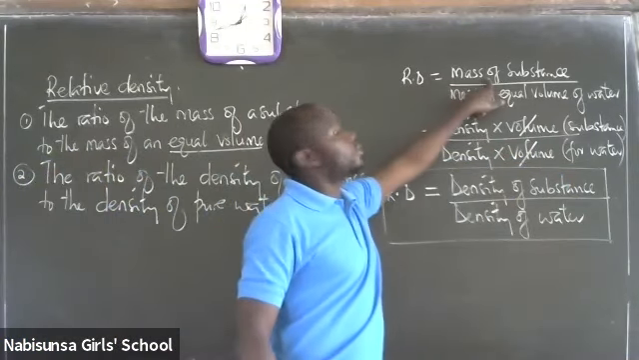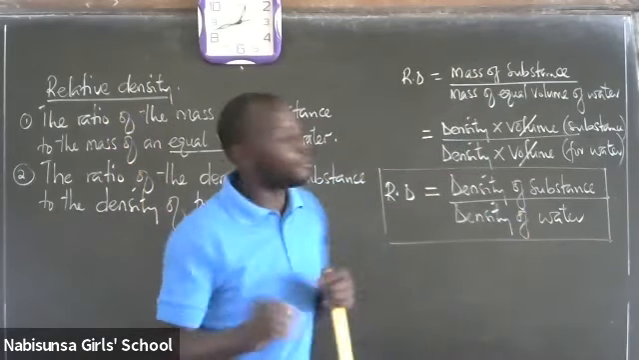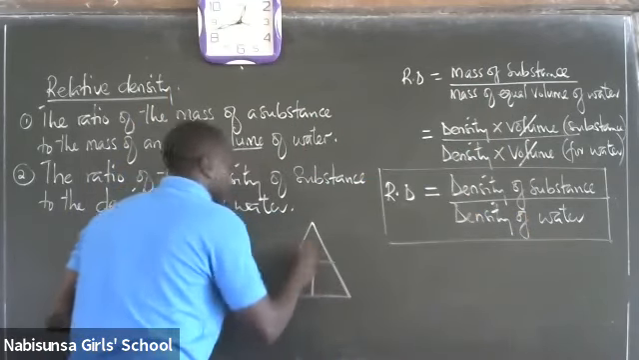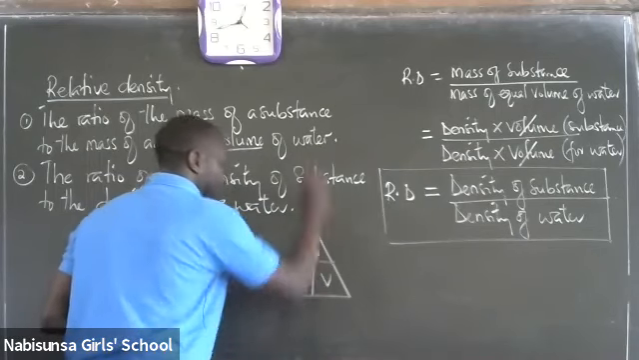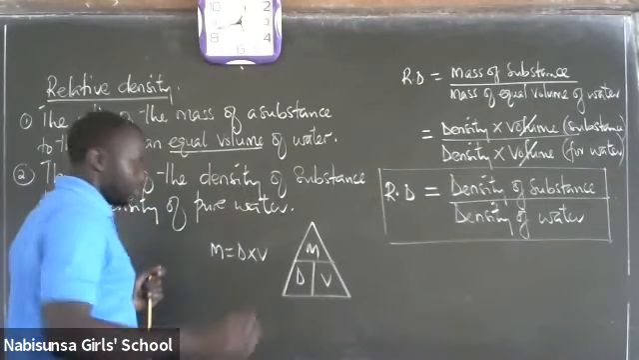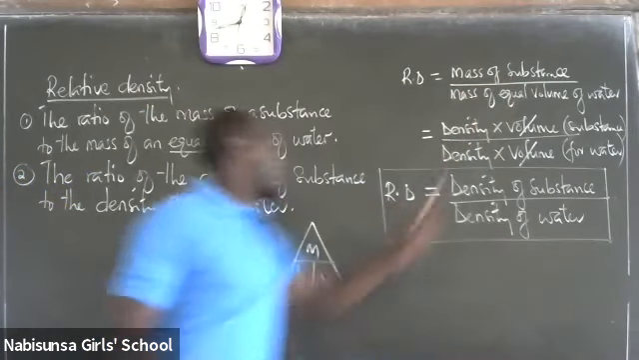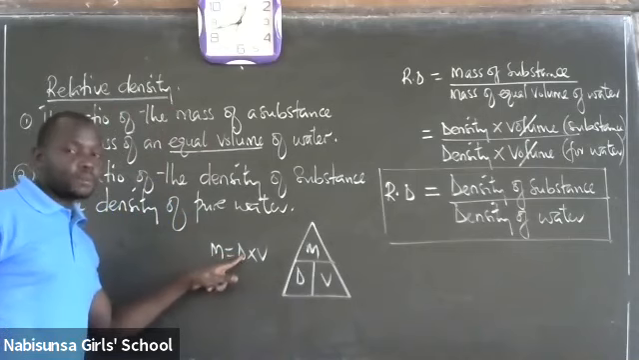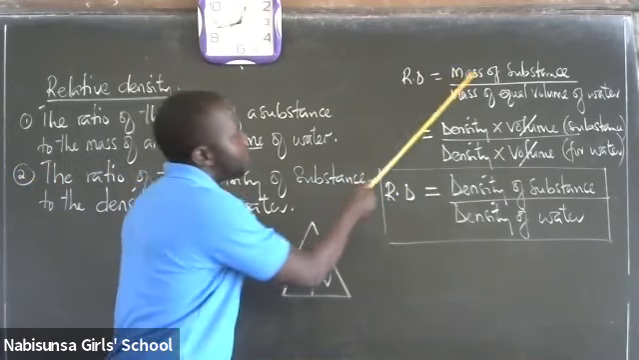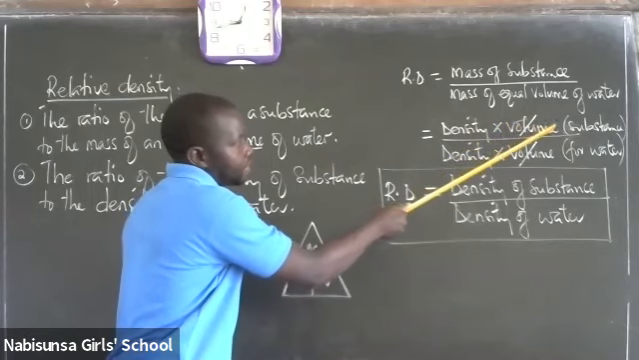So, after we converted our English to mathematics, we said, but we know the formula for mass from this triangle of ours. This is mass, this is density, this is volume. This one means that mass is equal to density times volume. And therefore, we are substituting where there is mass of a substance with density of that substance times the volume of that substance. And therefore, instead of the numerator, we wrote it as density of the substance times the volume of the substance.